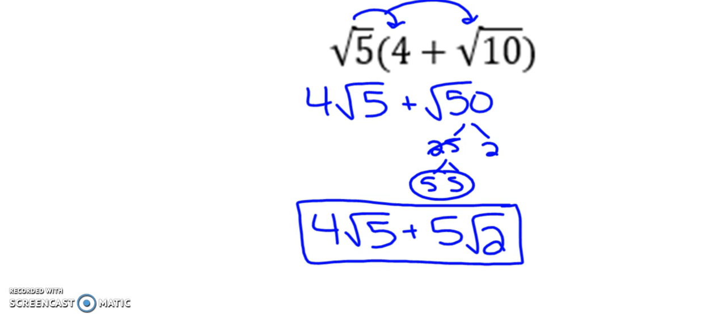Because no numbers underneath the radical symbol are the same, that means we can't combine the like terms. In this case, our final answer is just 4 times the square root of 5 plus 5 times the square root of 2.